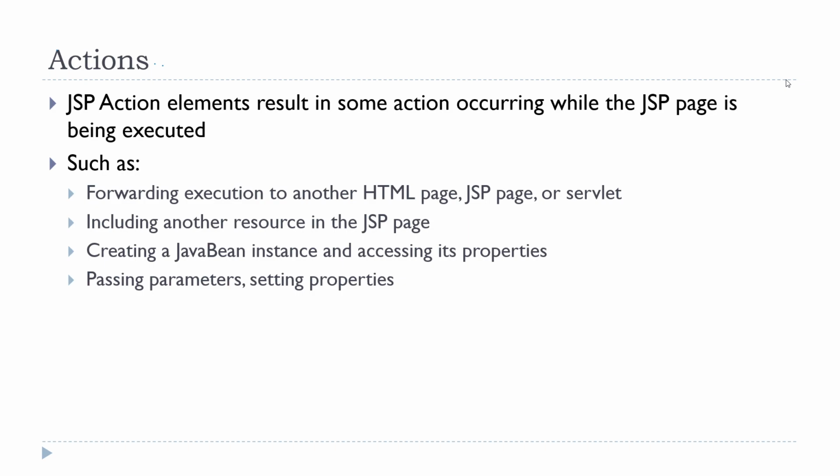So forward and include is the same mechanism that we have seen when we have used the request dispatcher in a servlet. The request dispatcher has two methods, include and forward, and the action tags for include and forward provide similar functionality. Then we can also use action tags for creating a Java Bean instance, and we can access the properties of that Java Bean. Also, we can pass parameters to the page to which we are forwarding execution using the param tag, and we can also get and set the properties of a Java Bean instance.